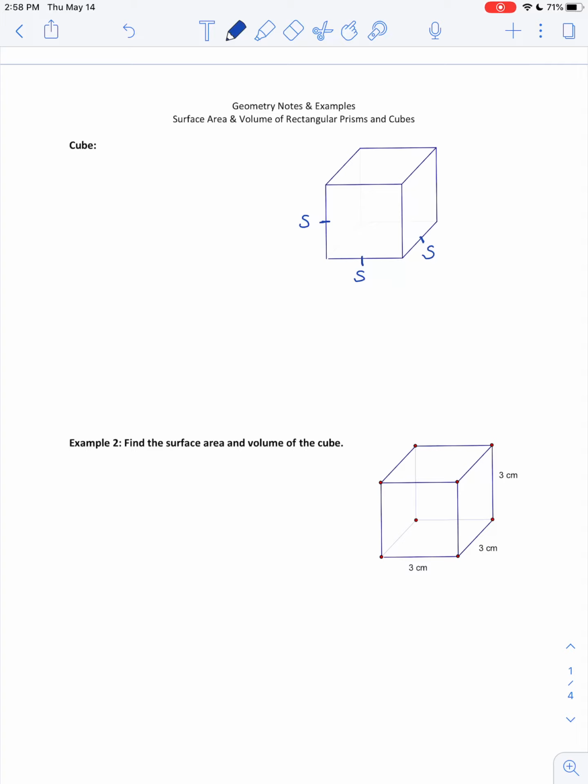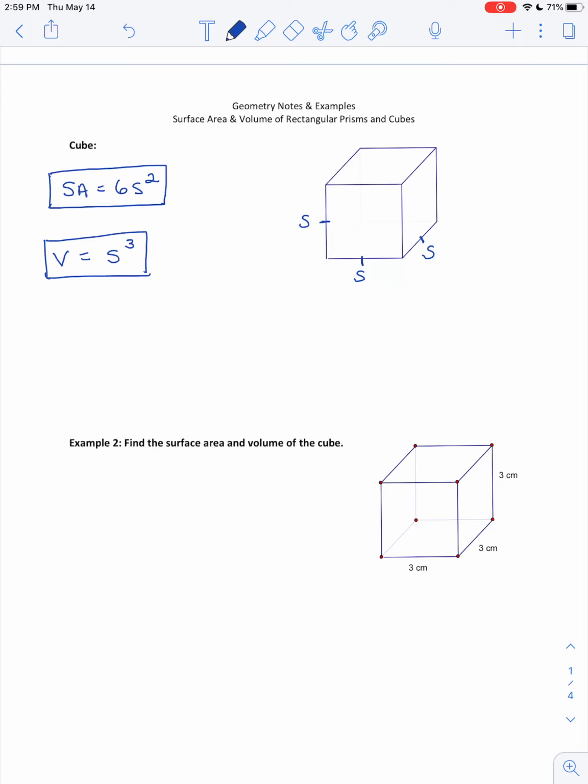Since there are 6 faces and they're all squares, the surface area formula is simplified. So we have 6 squares. Each of those squares has an area of S squared. So the total surface area is just 6S squared. Again, you could use the formula for the rectangular prism, but it's just much easier to use this new formula. And then volume, S times S times S, would be S cubed.